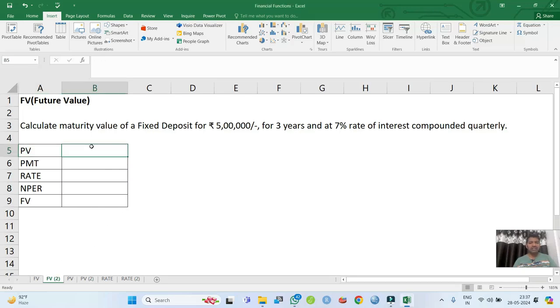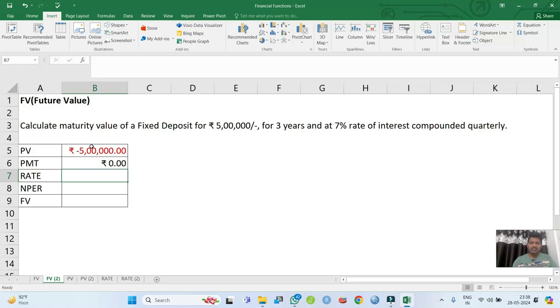PV means present value. What is the present value? It's 5 lakhs. I will give it as a minus, because you are depositing, so whatever your outgoing value is, you should mention as a minus. So minus 5 lakhs is your present value. What is the payment? PMT means how much you are paying in between or before. Here nothing, zero.